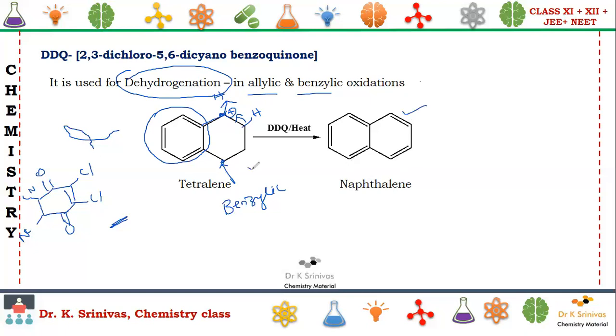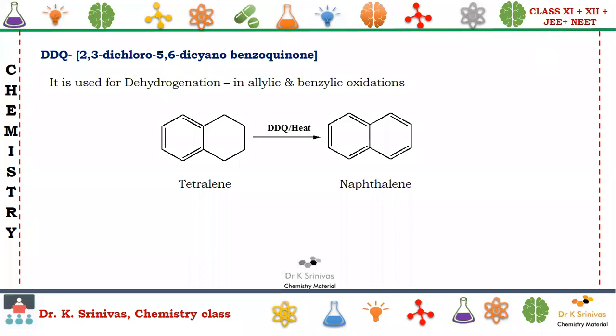In a similar way, we are going to see the formation of it. This is the importance of DDQ. It will give tetralin like this. They may ask what that reagent is, or if you use this reagent, what will happen? This is advanced level only.